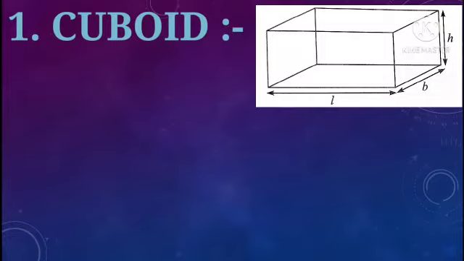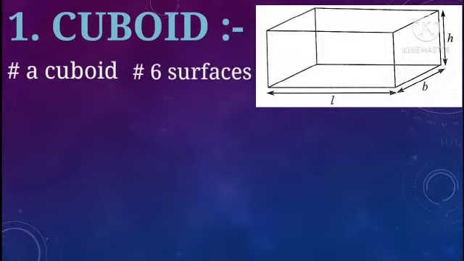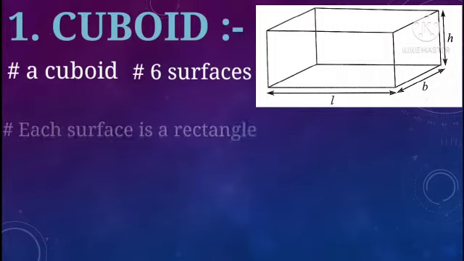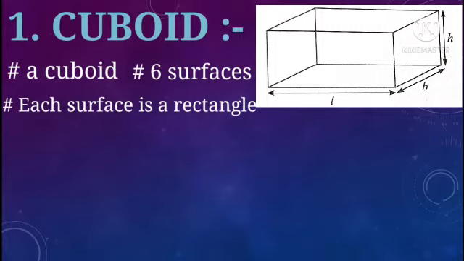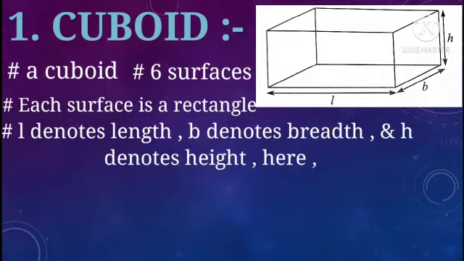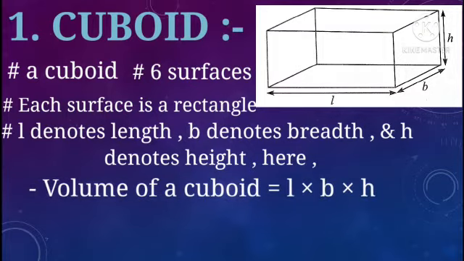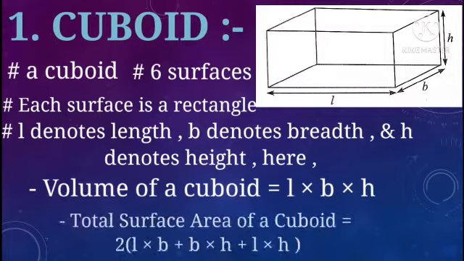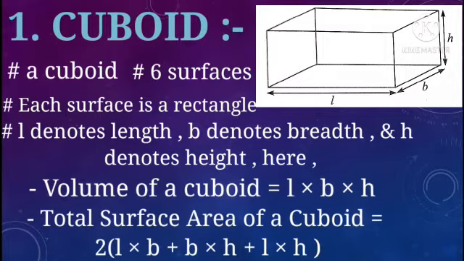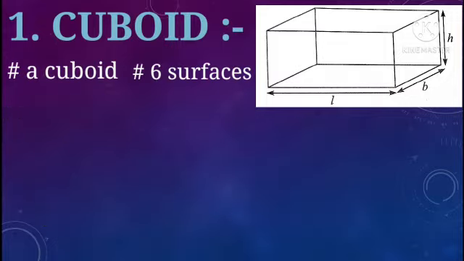First, cuboid. Look at the diagram. It is a cuboid. It is made up of 6 surfaces. Each surface is a rectangle. L denotes length, B denotes breadth and H denotes the height here. Volume of cuboid is equal to L into B into H. Therefore, total surface area of a cuboid is equal to 2 into bracket L into B plus B into H plus H into L.